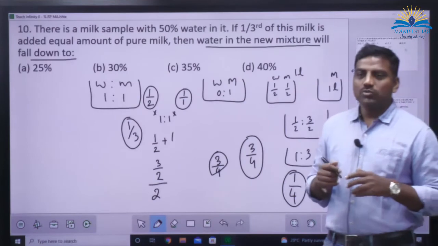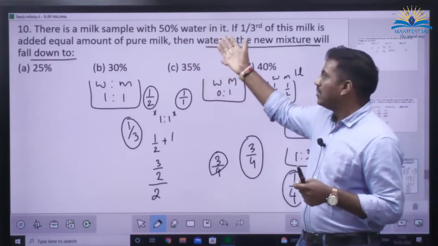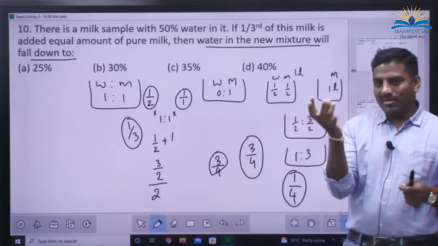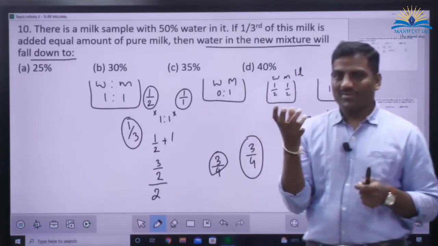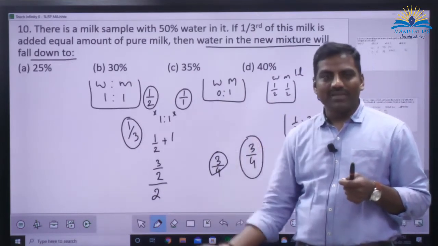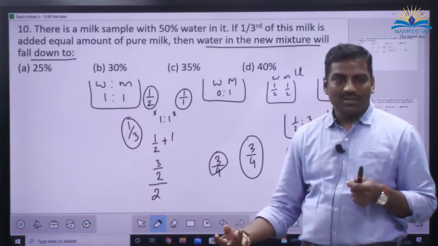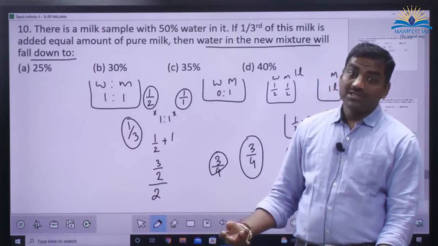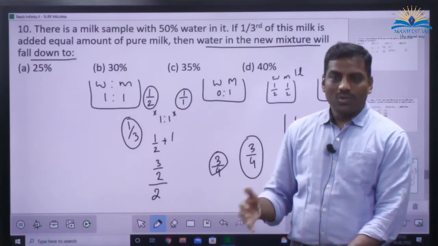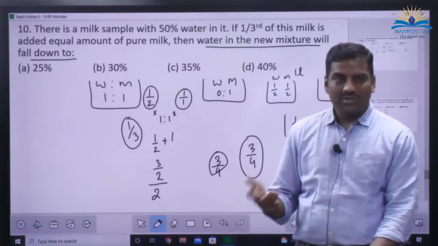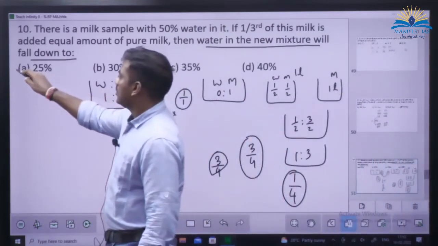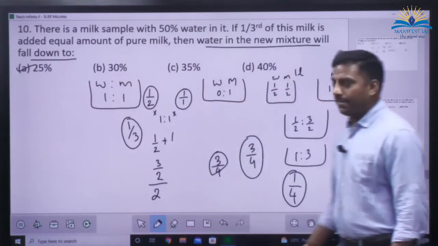So assume some value which can be divided by 3. For the 50% sample, I took 3 because I can divide it by 3. 3 liter water, 3 liter milk, so totally 6 liter, divide by 3. 1 liter water, 1 liter milk. In another sample, 2 liters of pure milk. Now 3 liters of milk, 1 liter of water. So 1 liter out of 4 liters is 1/4 or 25%. Done?